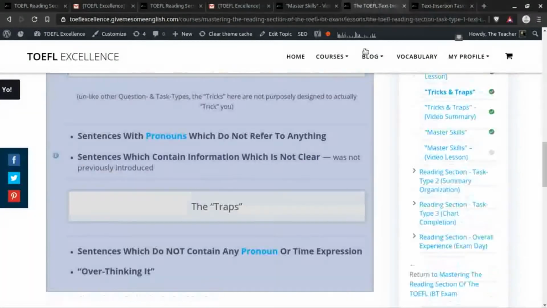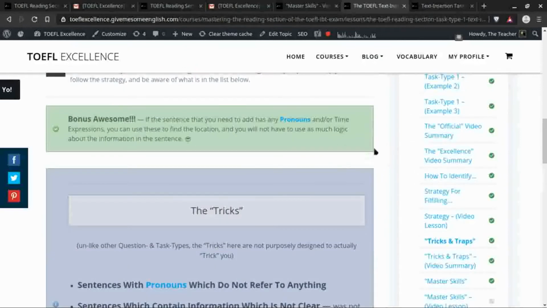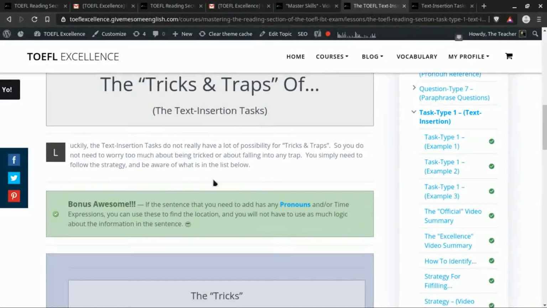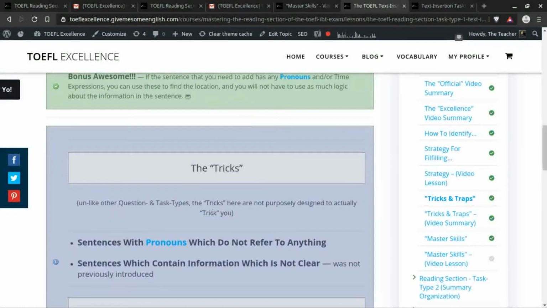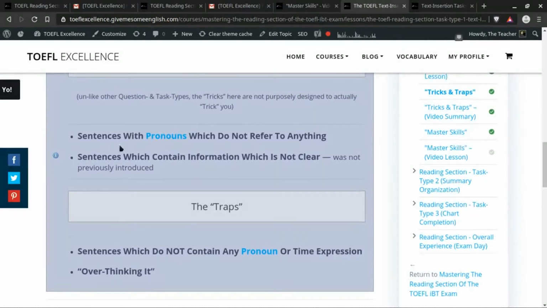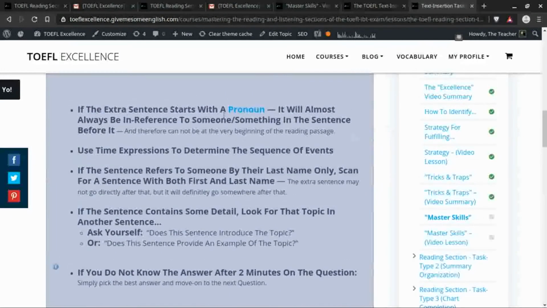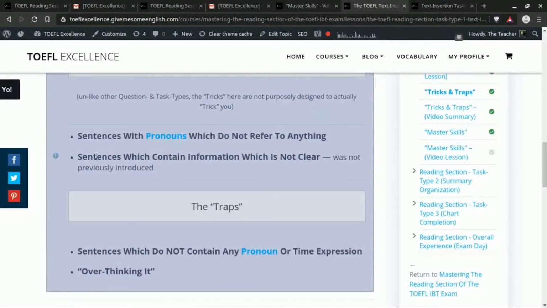So just briefly, let's go back to the tricks and traps page. Now, as I said here, the tricks and the traps, first of all, there aren't a lot of them, and really they're not designed to actually trick you. The only things are that sometimes you might get a sentence which doesn't have a pronoun or a time expression. Well, that can be a trap. So first of all, the tricks. Sentences with pronouns which do not refer to anything. And that actually goes to one of our master skills. So it's not completely a real trick.